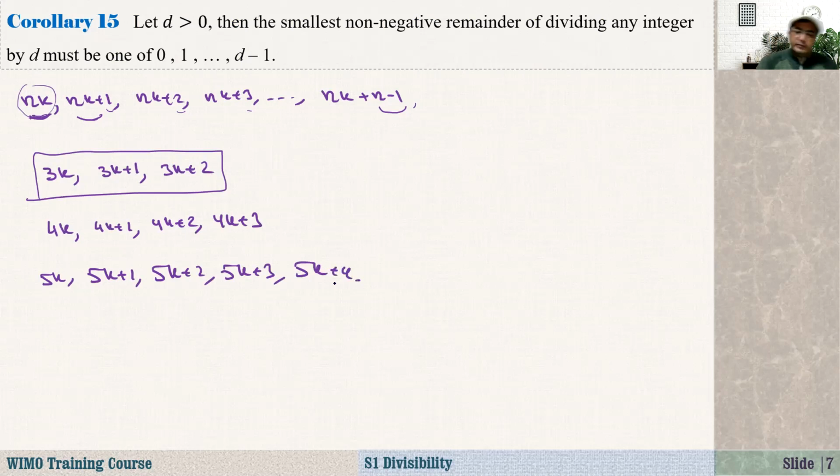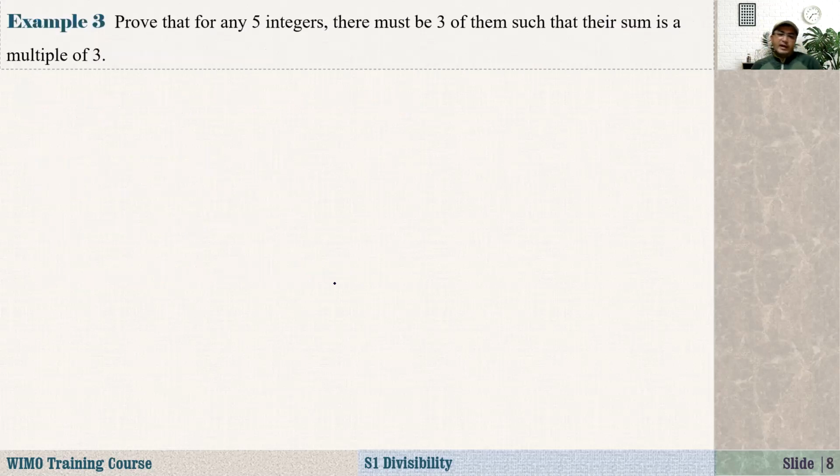Okay, good. Prove that for any 5 integers, there must be 3 of them such that their sum is a multiple of 3. Okay, so prove that for any 5 integers. That means that we are given 5 integers, and we are talking about 5 different integers, right? A and B and C and D. And we have to prove that actually there must be 3 of them such that their sum is a multiple of 3. Okay, if we just pick any 5 integers, right?